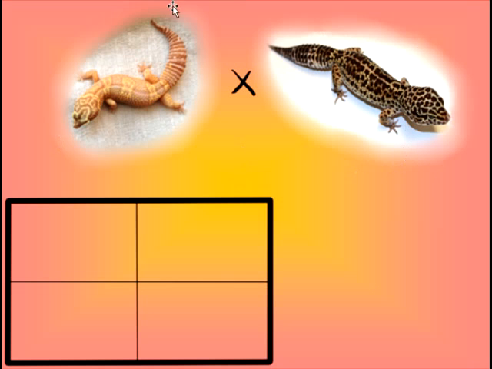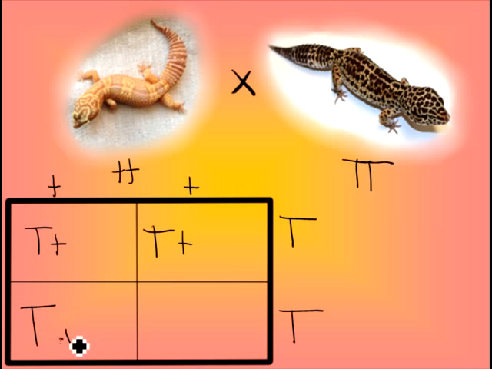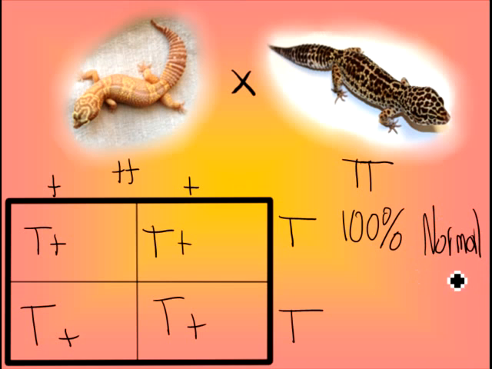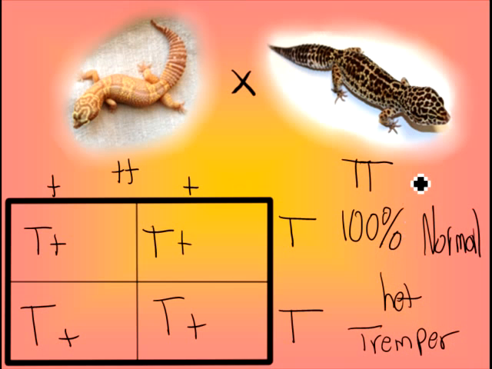For the next one, I have a normal and a Trimper. So once again, the Trimper is going to be two small t's, and the normal, since it does not have any albino, we're just going to say that it is completely normal, no het. So it'll be big T for the dominant normal allele. So we're going to put the Trimper here and the normal over here. So it's going to have a big T and a little t in all of the offspring, which will give you 100% normals, but they will be het for Trimper.